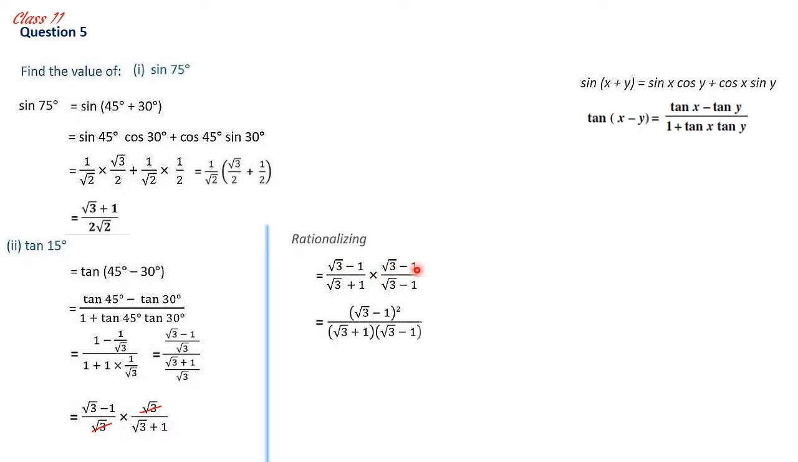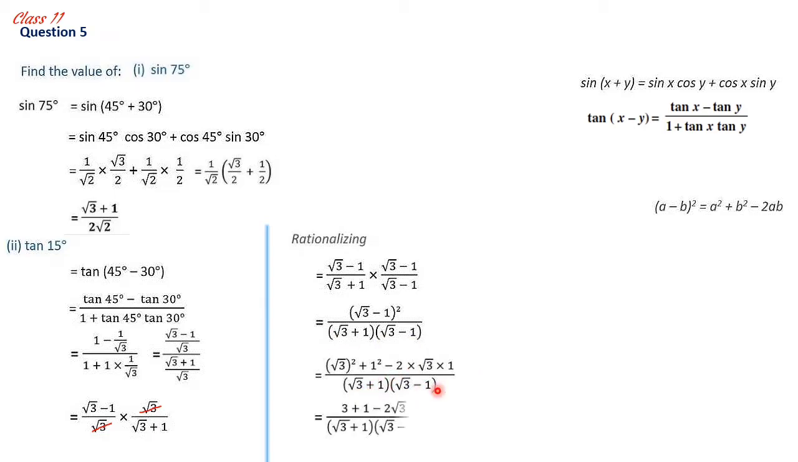Here root 3 minus 1 into root 3 minus 1 in the numerator, that is root 3 minus 1 the whole square. Denominator is root 3 plus 1 into root 3 minus 1, keep as it is. Then a minus b the whole square expansion we know, a square plus b square minus 2ab. So just expand it: a square is root 3 square, plus b square is 1 square, minus 2 into ab, root 3 into 1. Denominator same again, root 3 plus 1 into root 3 minus 1. Then root 3 square is 3, 1 square is 1, minus 2 root 3, divided by root 3 plus 1 into root 3 minus 1.